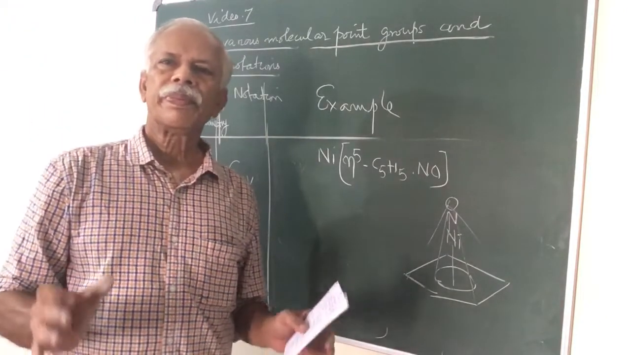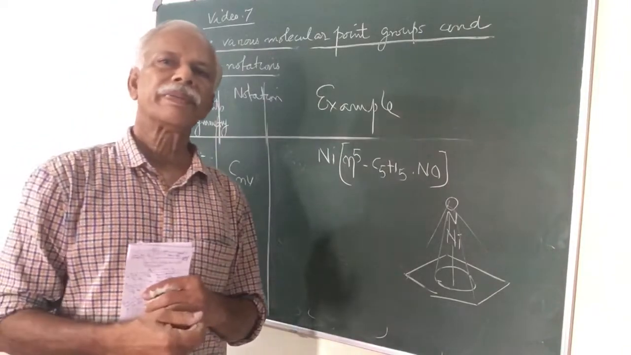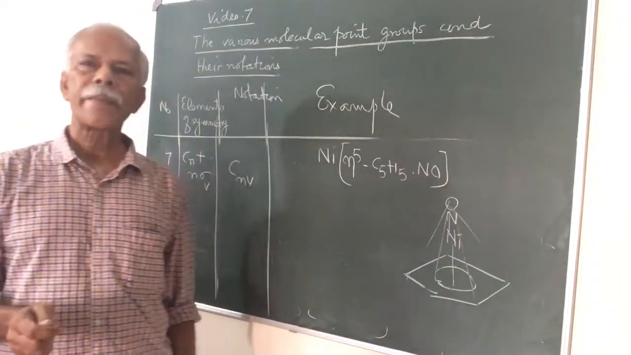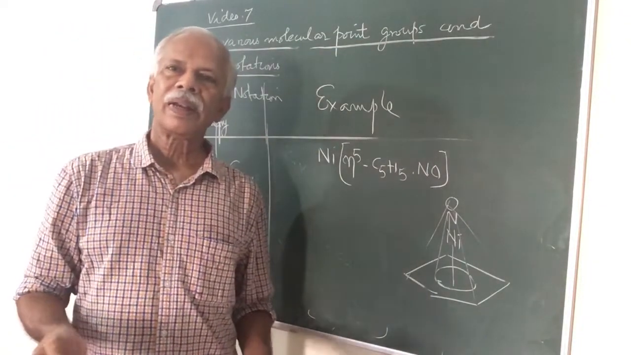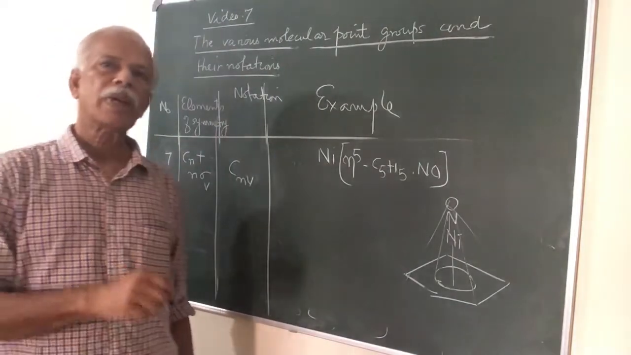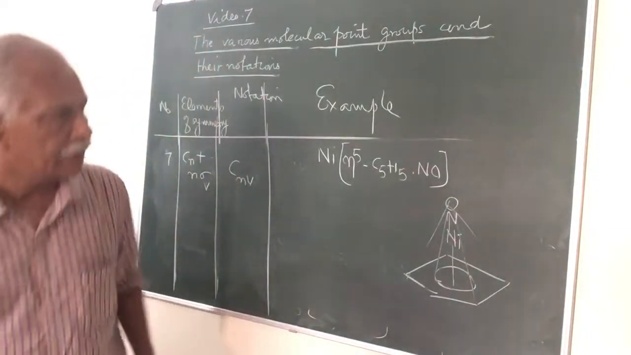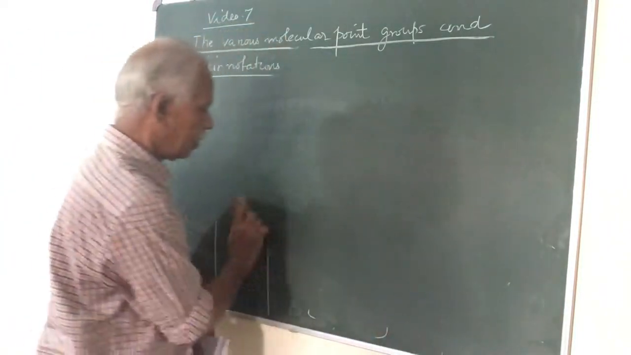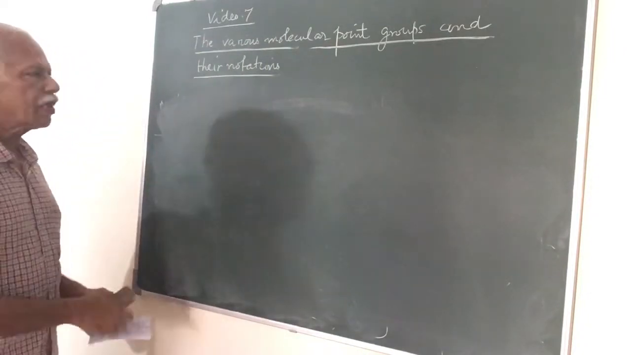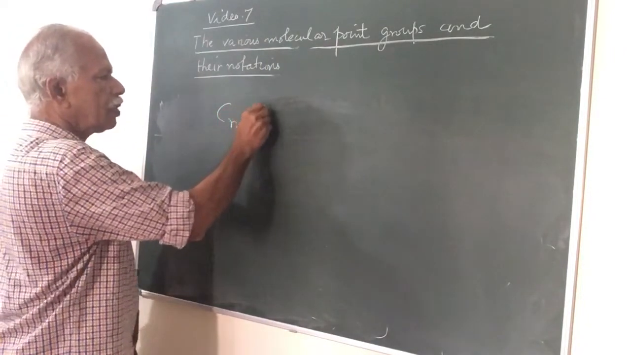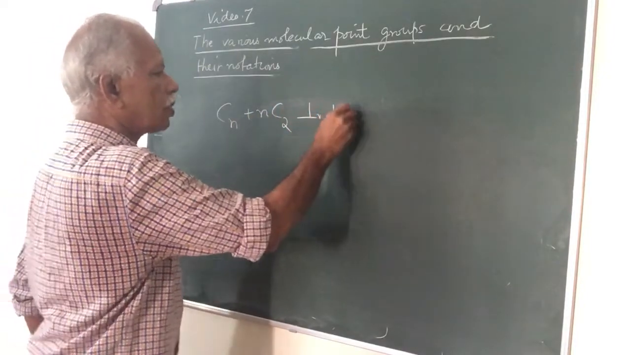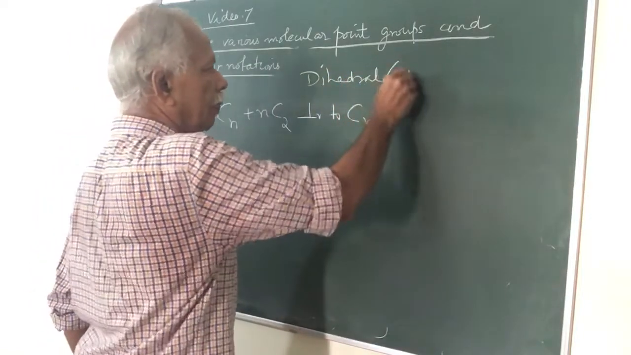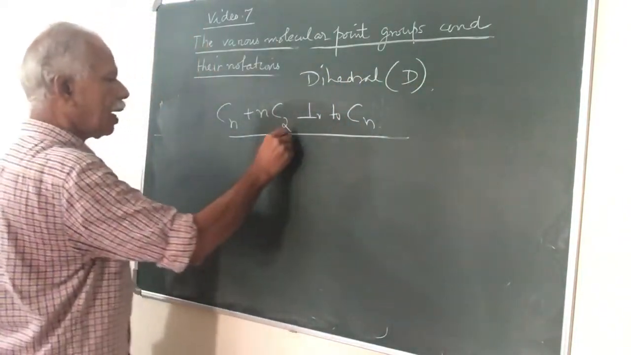Now comes a set of 3 groups known as dihedral groups. These are characterized by a Cn axis and nC2 axes perpendicular to Cn. Dihedral groups. Characteristic feature is principal Cn axis and nC2 perpendicular to Cn. There are 3 types.